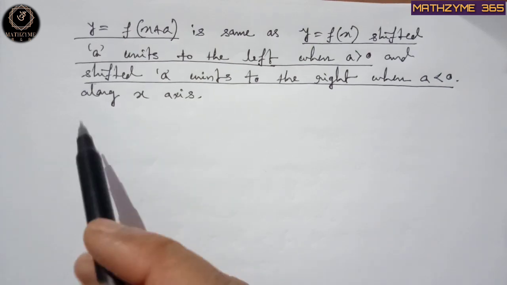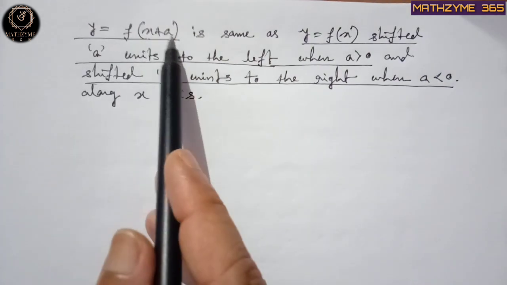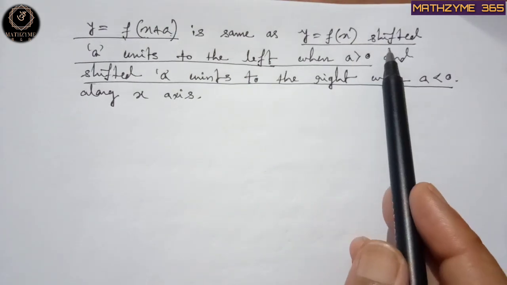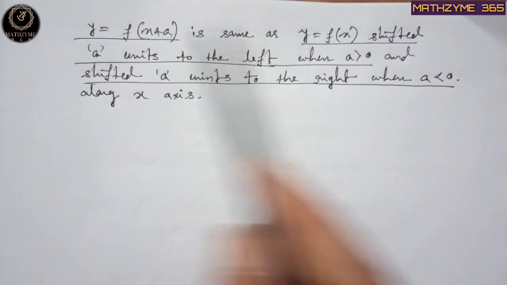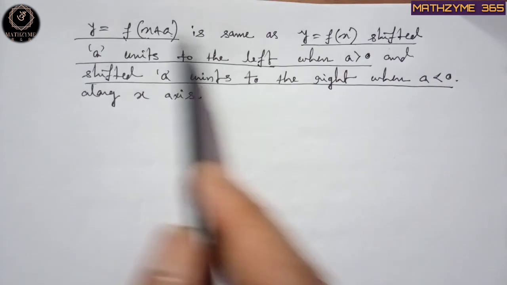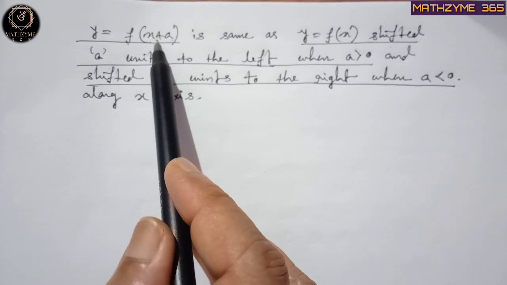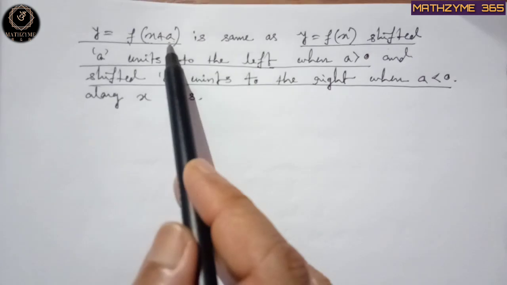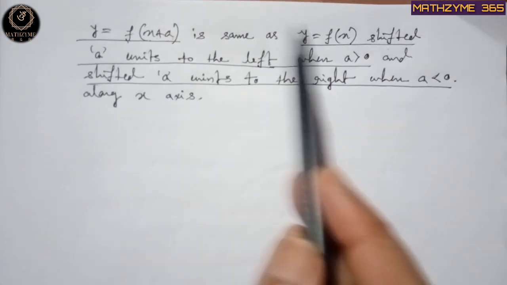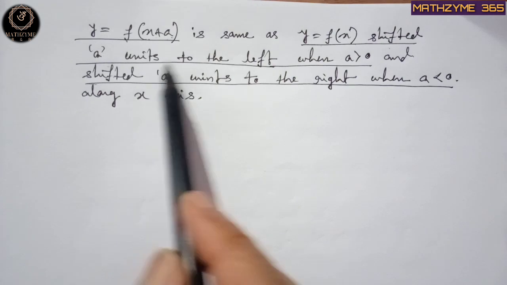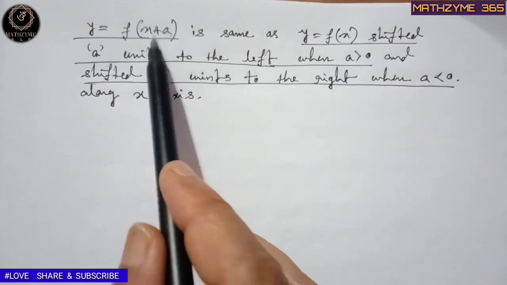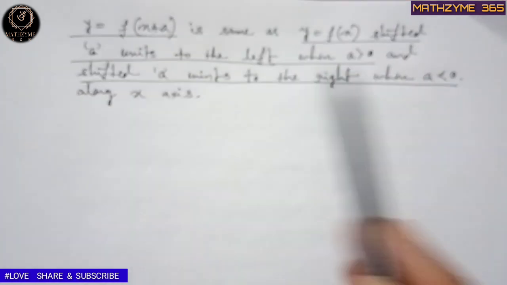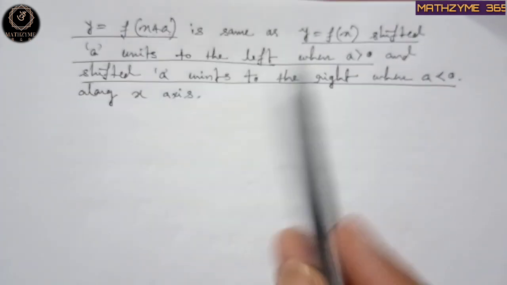Now see, y equals f(x) plus a is the same as the y equals f(x) graph, but it's shifted a unit to the left because here the sign is plus. Then the graph of y equals f(x+a) is exactly the same but shifted a units to the left when a is positive, and shifted a units to the right if a is negative.